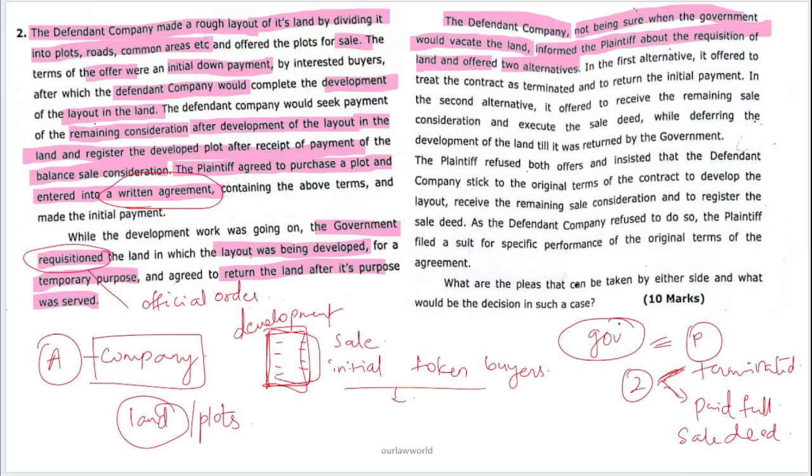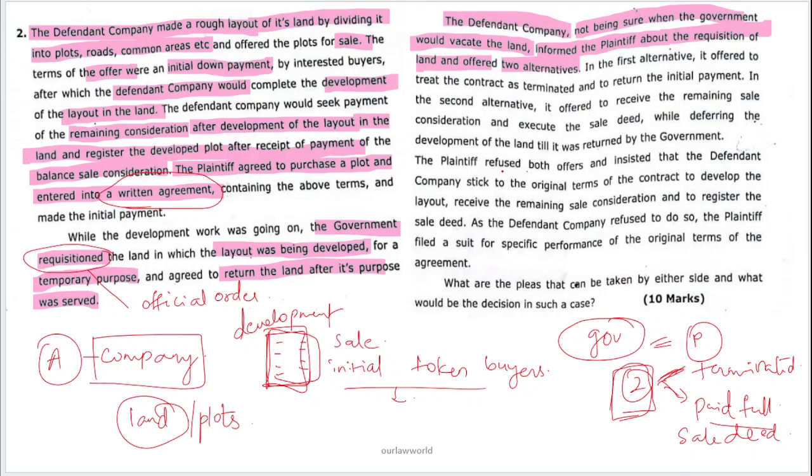So while referring to this development of the land till it was returned by the government, what they are telling is, initially, when the buyers agreed, the company said that after taking the initial down payment, we will be developing the land. As the government has taken the land for a temporary purpose, now it is stating that even though you pay the amount in full, we cannot develop the land and give it, but we will just execute the sale deed in your name. So this is the second alternative given by the company.